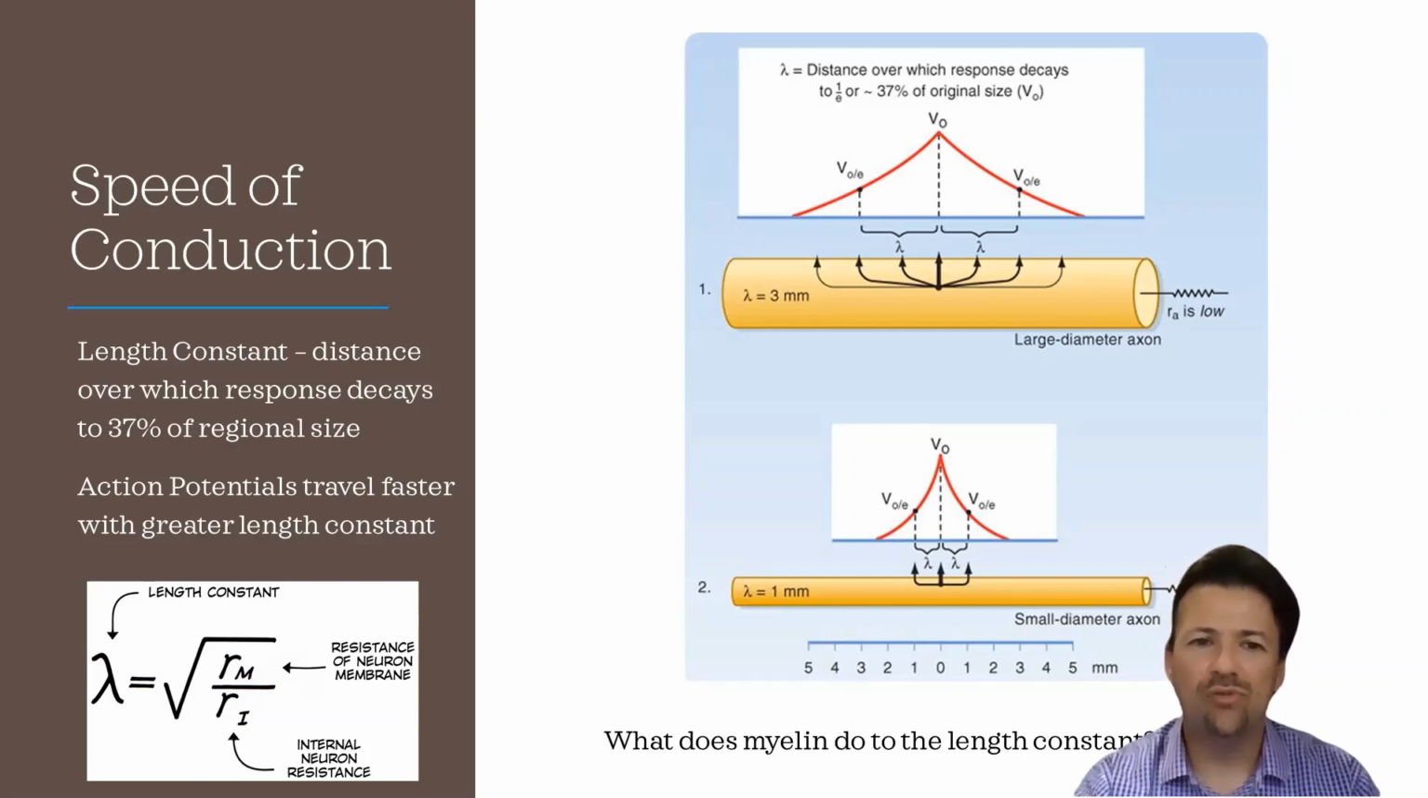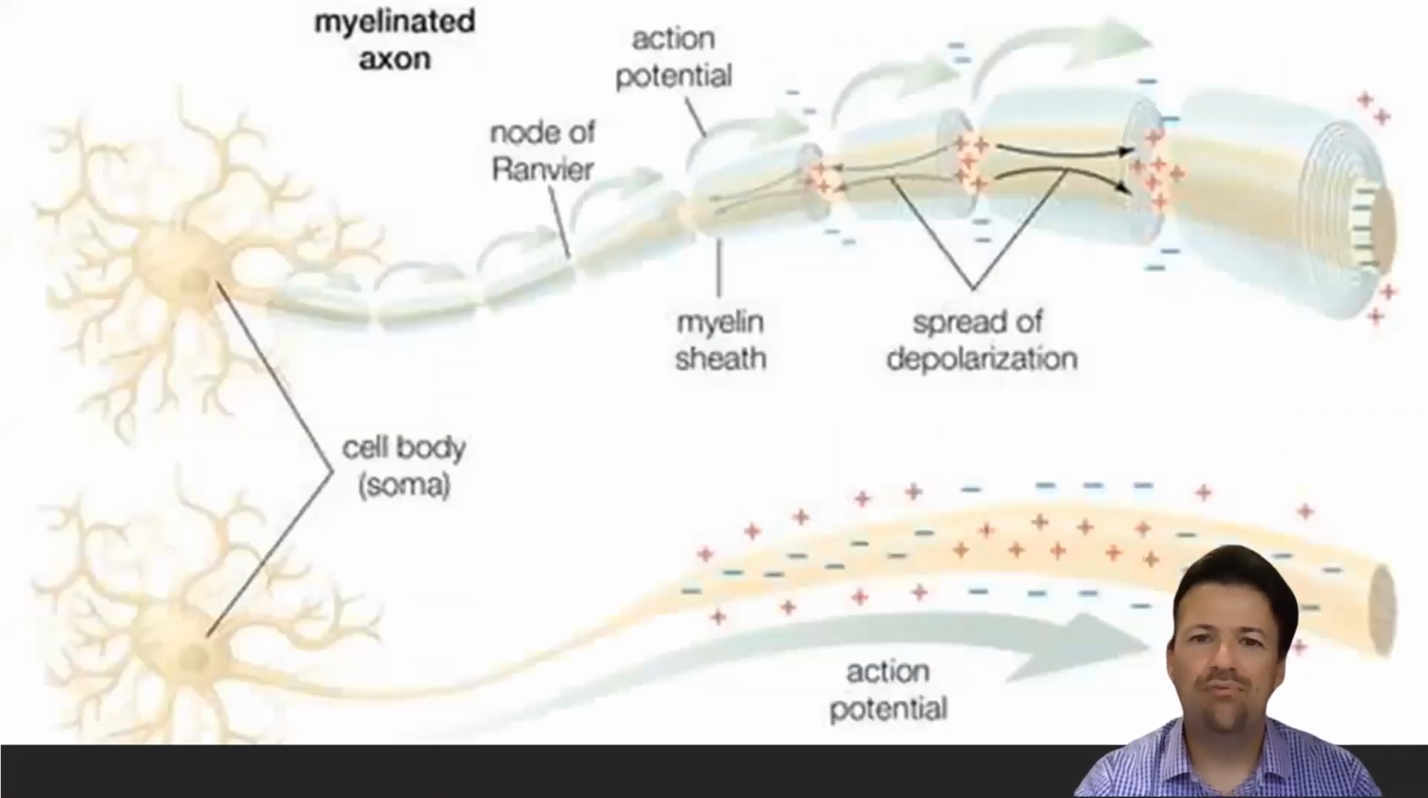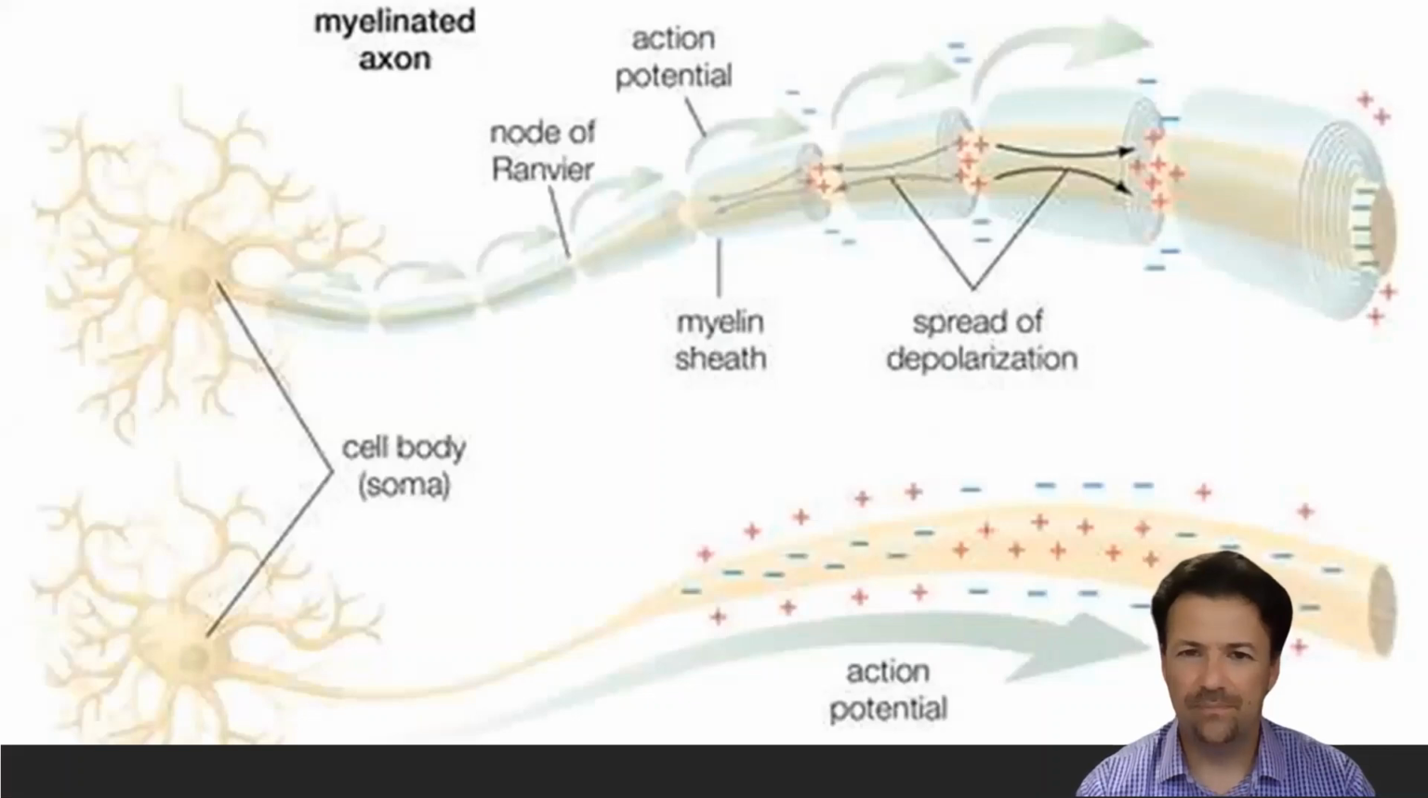What can affect the resistance of the neuronal membrane? Well, the presence or absence of myelin can change the resistance of the neuronal membrane. Myelin can change the resistance of the neuronal membrane, and the presence of myelin increases the resistance. And so the presence of myelin increases the speed of conduction. But the way it does that is it causes there to be a jumping.